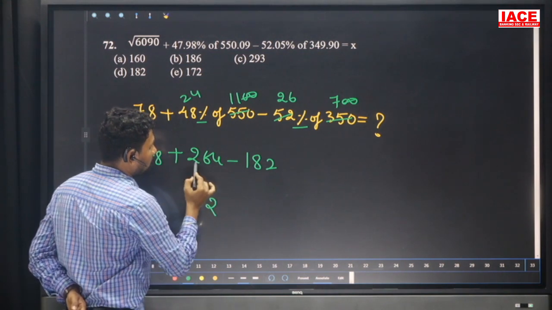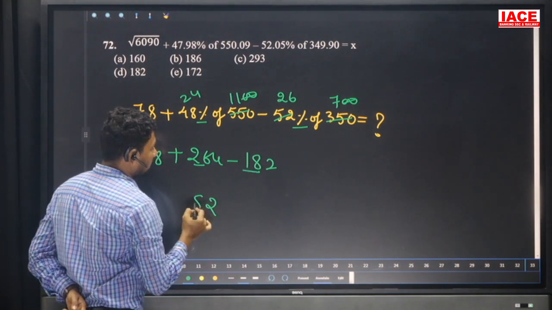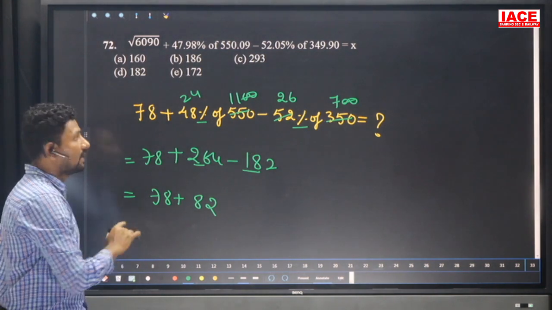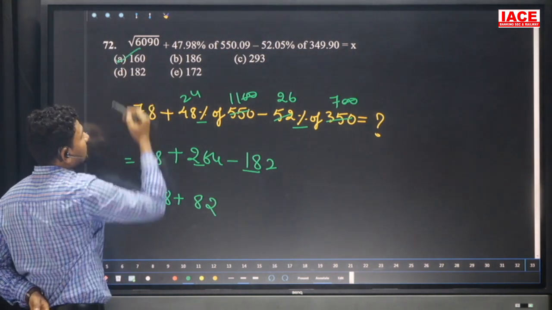Here 4 minus 2 gives 2, 26 minus 8 is equal to 82 and 78. And 70 plus 80 is equal to 150. 8 plus 2 is 10. Overall value is 160. Our option is A.